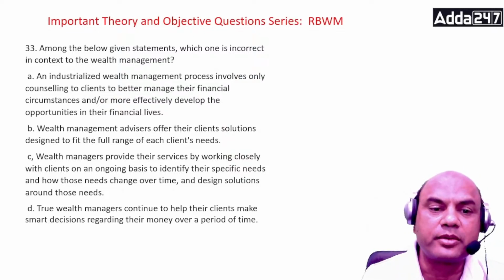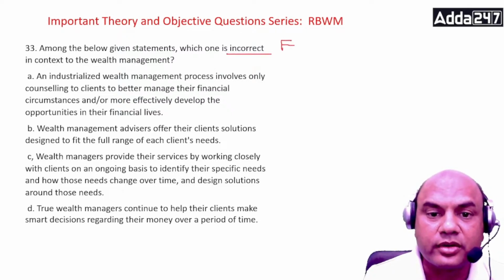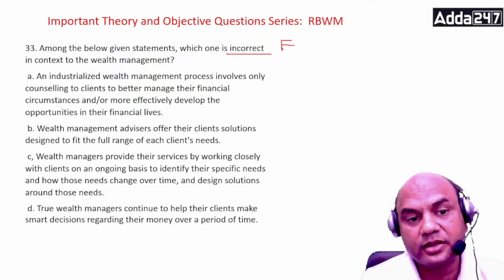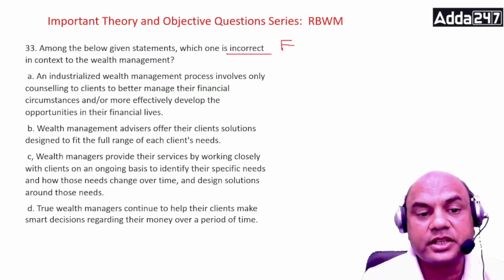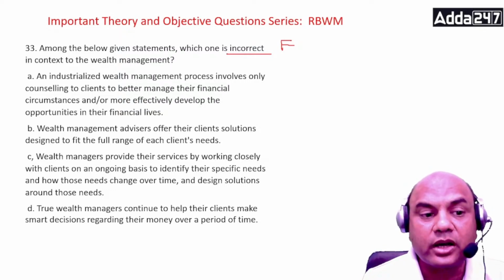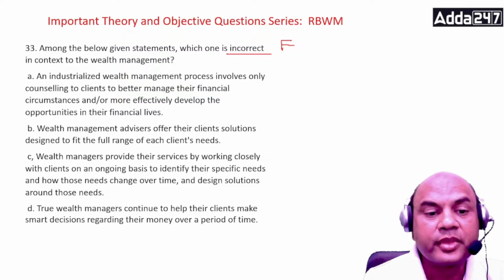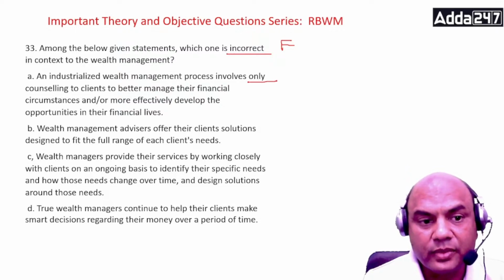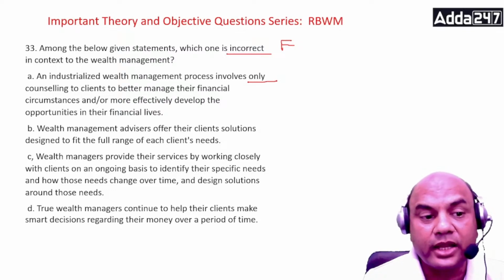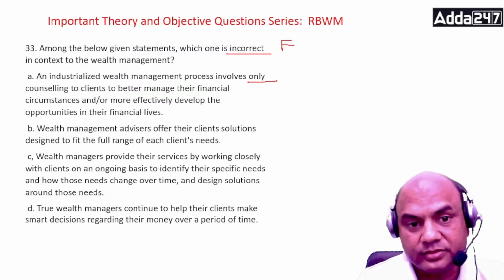Among the following given statements, which one is incorrect? Again, look at this. Incorrect means you want the false answer now. In context of wealth management. Let's see one by one. An industrialized wealth management process involves only counseling to clients to better manage their financial circumstances and or more effectively develop the opportunities in their financial lives. So it involves only counseling to the clients to better manage their financial circumstances. Circumstances means financial status. What is the present situation?